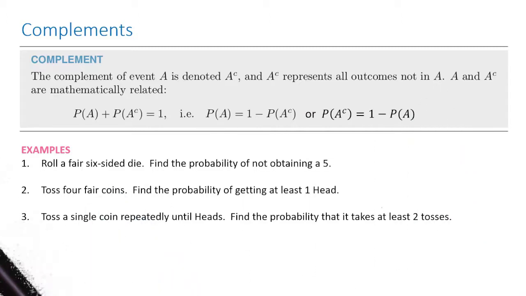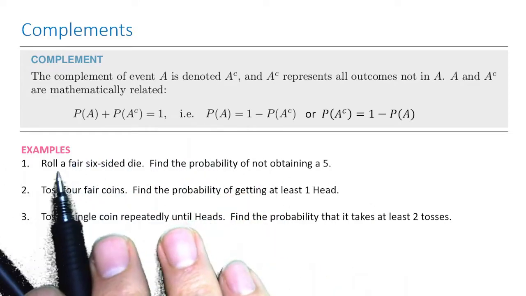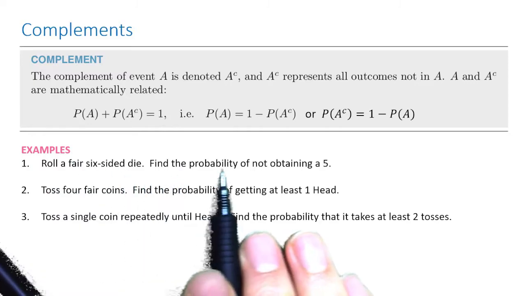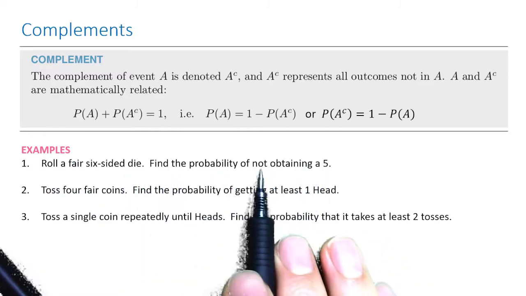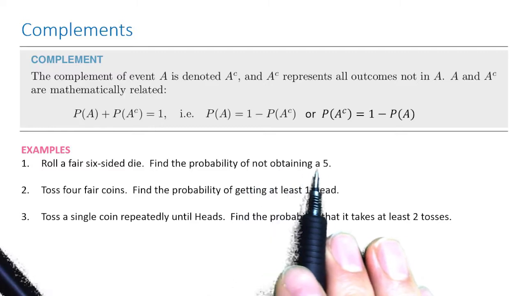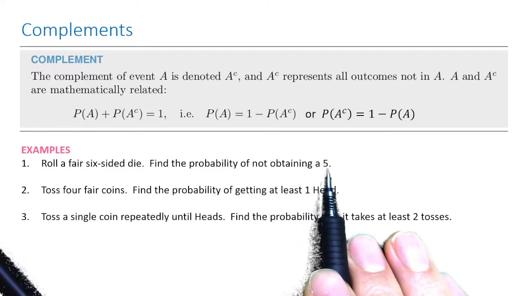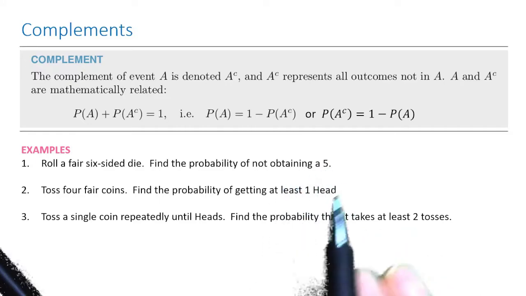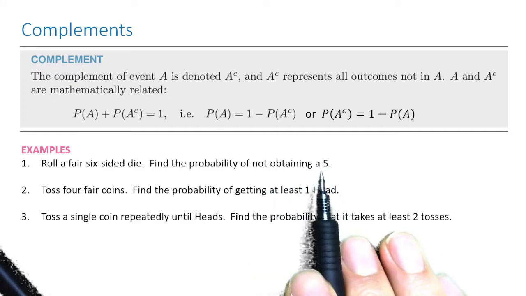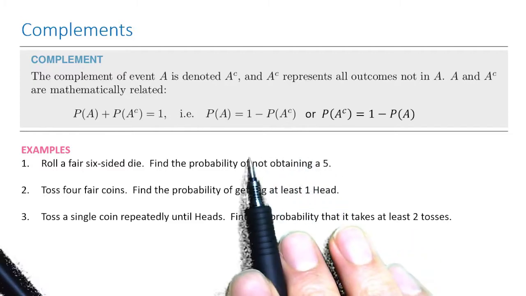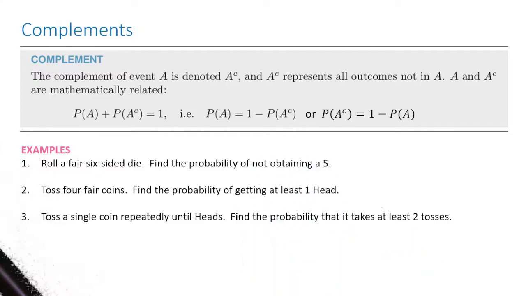So for instance, let's just jump down to this example. We roll a fair six-sided die. Find the probability of not obtaining a 5. Okay, this is the probability of not obtaining a 5. That's the opposite of obtaining a 5. It's looking at all the possibilities except a 5. So we are looking at the complement of rolling a 5.